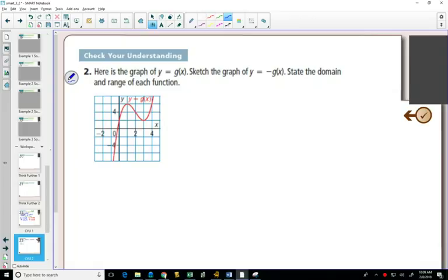So we can take some key points. I would say this looks like a key point and this looks like a key point on our graph, and we can flip them over the x-axis. When I find my new points, this one is 6 away, so it's going to be 6 down. This one's 2 away, so it's going to be 2 down. Those are going to be our two graphs.